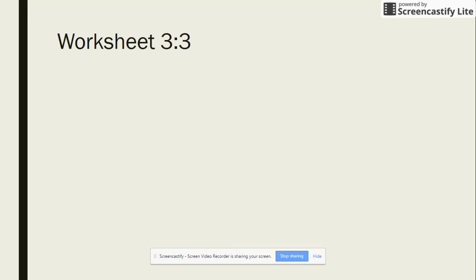Right, now we need to be writing down, please. So your heading, we should say worksheet 3.3. Nice and neatly underline it.